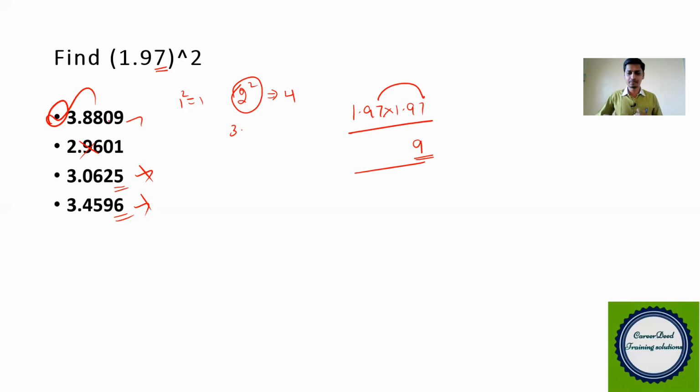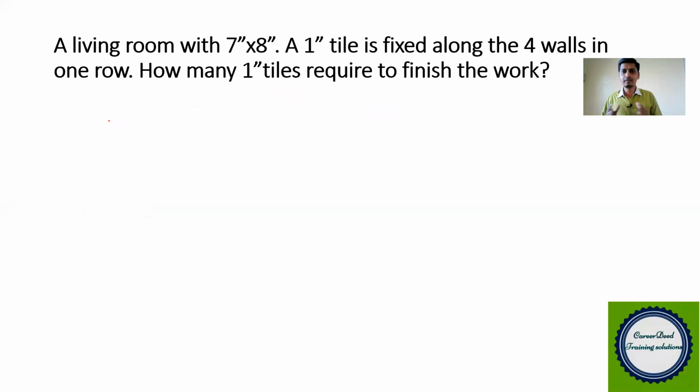Okay, now moving to the next question. A living room of 7 inches into 8 inches. A 1-inch tile is fixed along the 4 walls in one row. How many 1-inch tiles are required to finish the work? So this is a very, very easy problem.